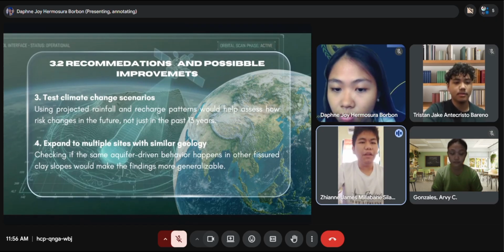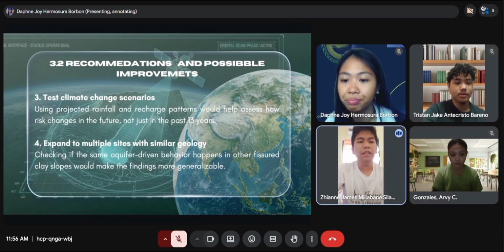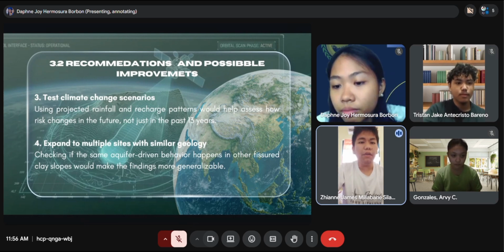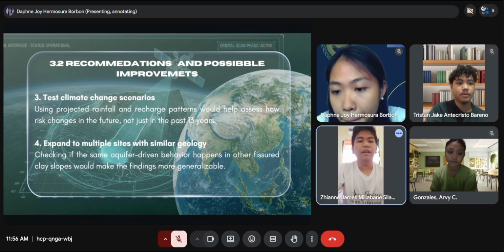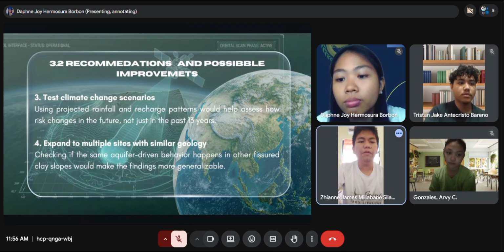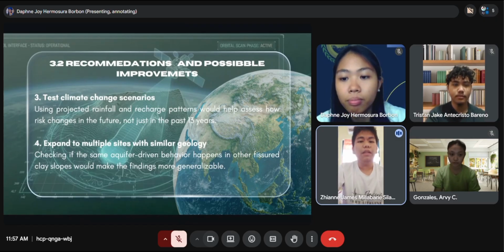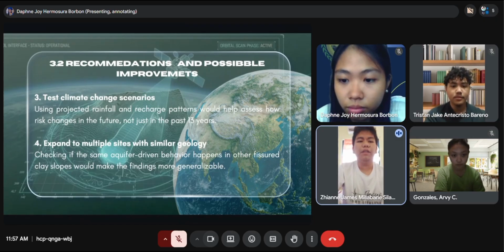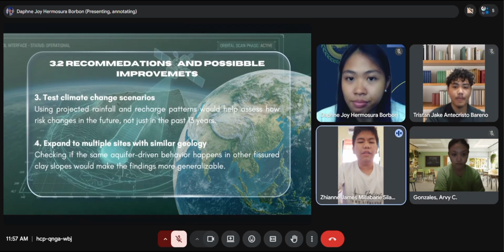On improving early warning systems for practical use, the big recommendation is to include deep underground monitoring in early warning systems. Right now, most systems just track rainfall and shallow soil moisture. If you're not measuring the deep aquifer, you might miss the real warning signs. Now let's proceed with the conclusion.